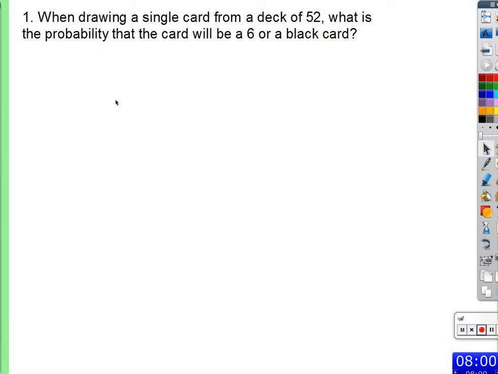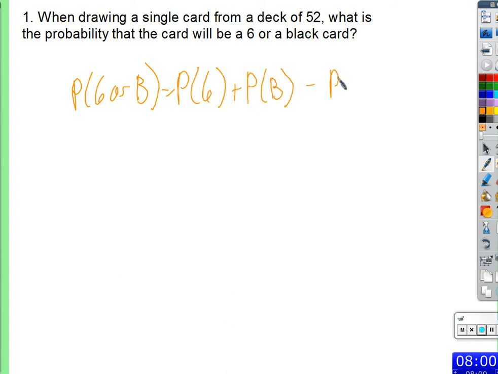So the probability of 6 or black is the probability of a 6 plus the probability of a black. We can always write this next part, minus the probability of 6 and black. I'm not saying anything about this particular case, but sometimes this is 0. Sometimes there's no way that it could be both. Let's go through each of these.